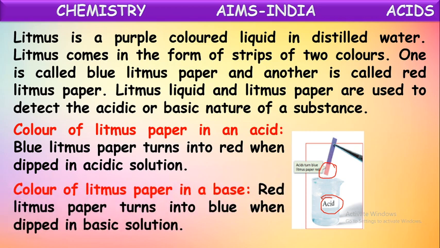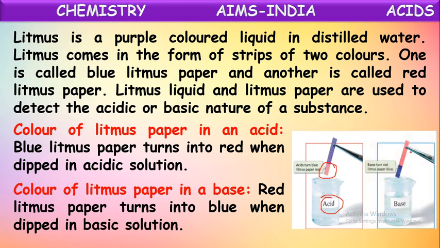Next, the color of litmus paper in basic solutions. If we dip red litmus paper into a basic solution, it turns blue. By this property, we can identify base solutions. If we take a colorless liquid without knowing its nature, and dip a red litmus paper into it, and it turns blue, then we can say the solution is a basic solution. In this way, we can identify acids and bases by using litmus papers.